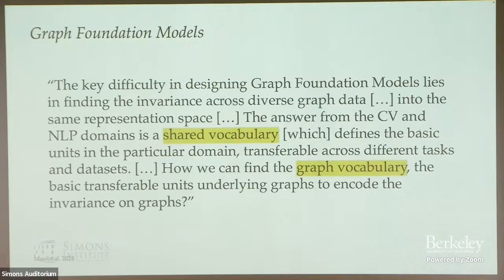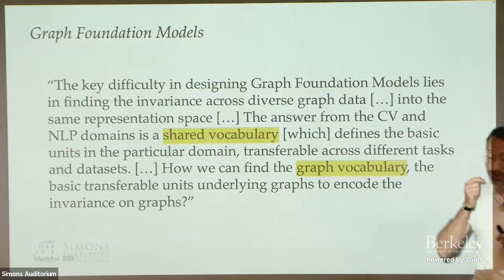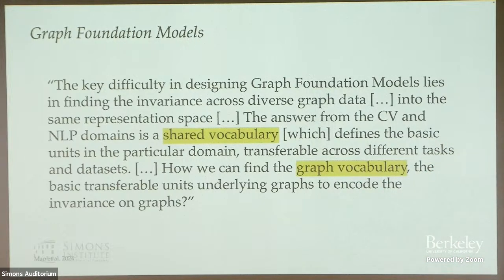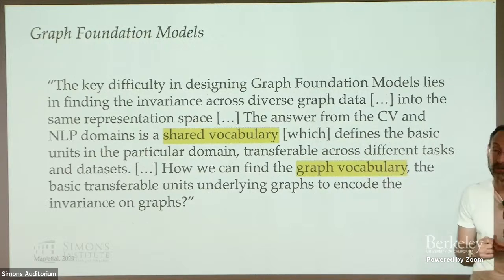And the main difficulty, so this is the discussion from a recent position paper that will appear at ICML. The key difficulty in designing graph foundation models lies in the fact that we don't necessarily have the same representation space, or it's difficult to find it. In computer vision or in natural language processing, we always have some shared vocabulary that defines the basic units in a particular domain that can be transferred across different tasks and datasets. And it's not clear what such basic units and such a vocabulary are for graphs, right?